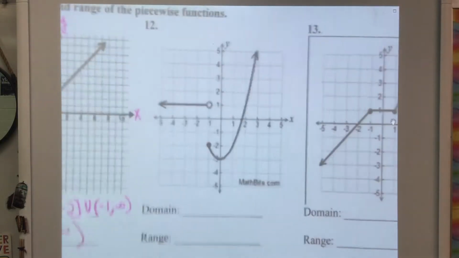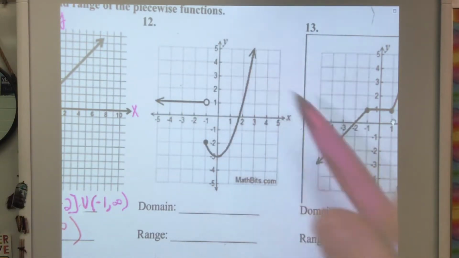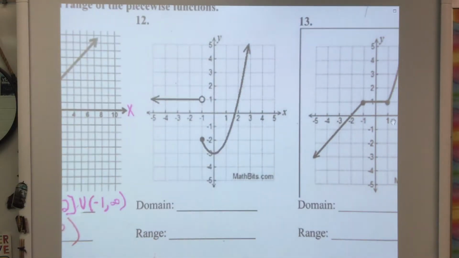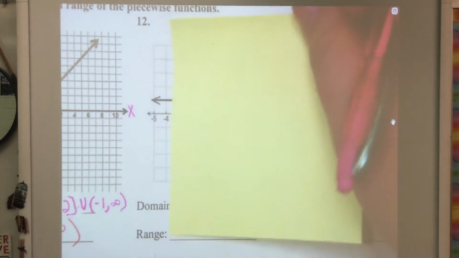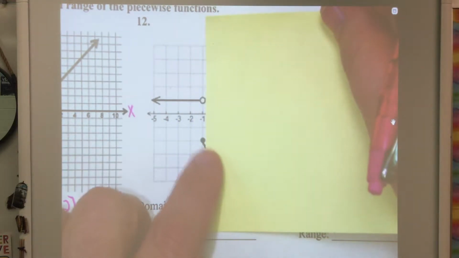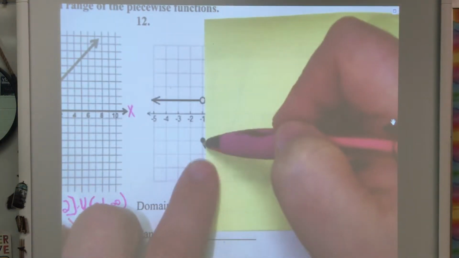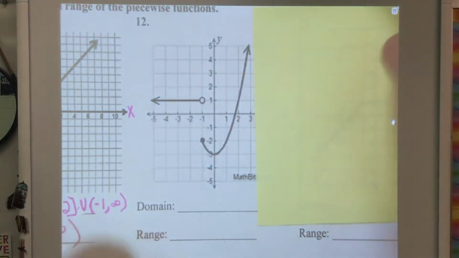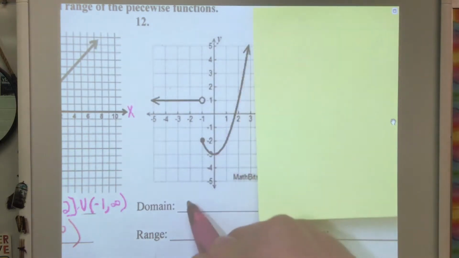Number 12. They give us a straight line and part of a parabola. So we're going to again look from left to right, and I'm going to see if there's any stopping places. It hits negative 4, negative 3, negative 2, negative 1. It doesn't hit it with this line, but it does start with a parabola, and then it keeps going all the way, and that arrow tells me infinity. So it's coming from negative infinity to infinity.